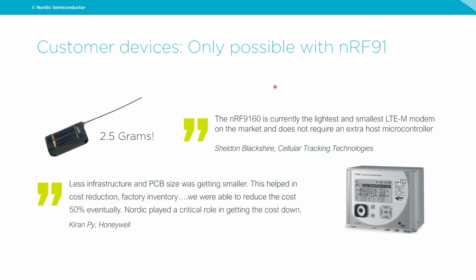A few examples, and these are two examples that are really only possible with the nRF9160. So the first one here on the top is an animal tracker. It only weighs 2.5 grams, which is quite impressive. The reason why they picked the 9160 is because it's the lightest and the smallest LTE modem on the market. And because it also includes the application processor, it does not require any extra microcontroller. So it simplifies their design, allowing them to do a really compact solution.